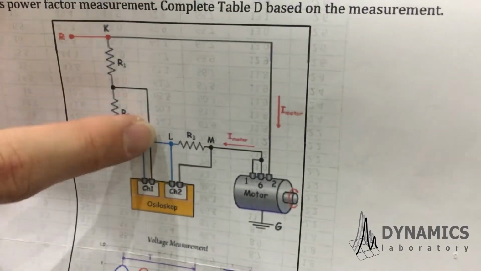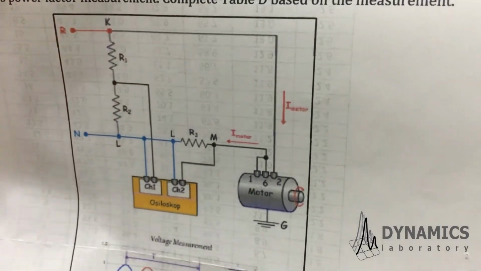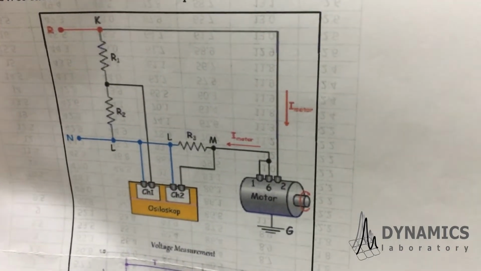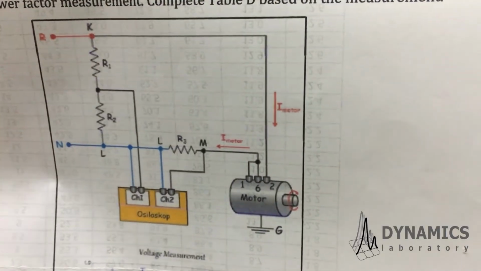Meanwhile in here, this circuit is called a voltage divider. Why do we have to use a voltage divider?